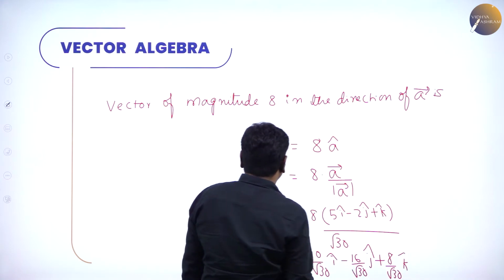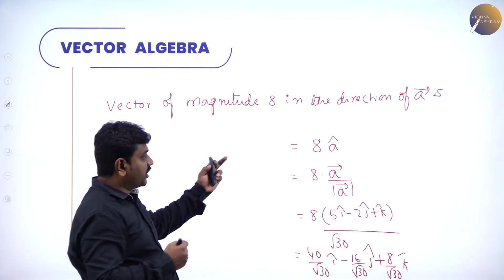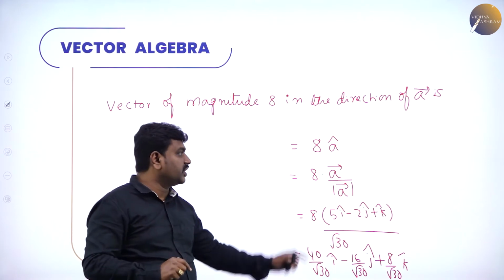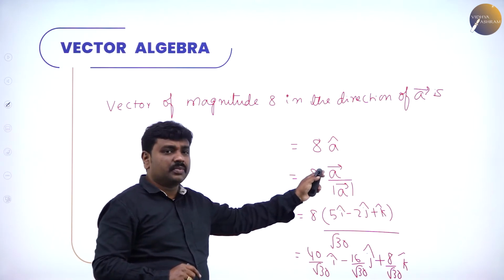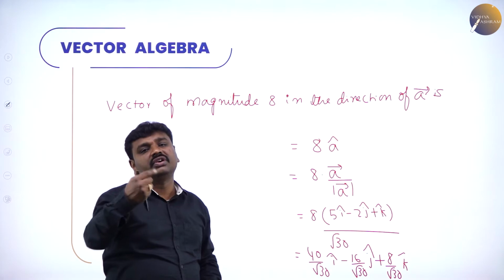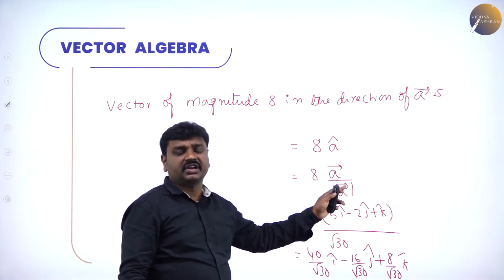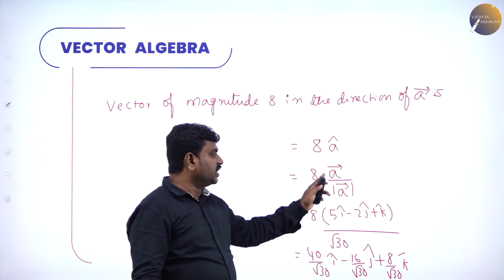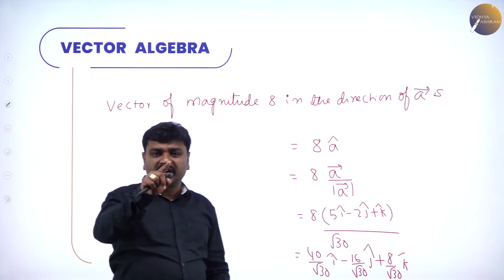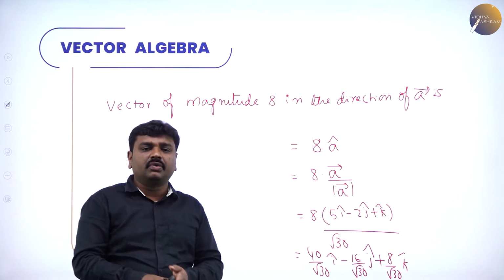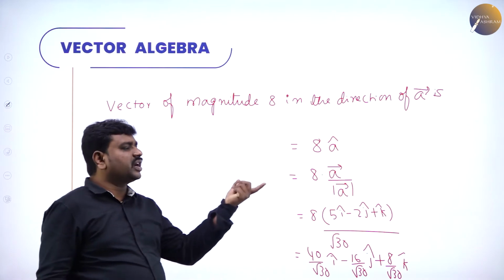This is the value of a vector with magnitude 8. A vector with magnitude 8 is 8 a cap. What is a cap? Unit vector. It means 8 times the unit vector. A cap is the unit vector in the direction of a, that is vector a by magnitude. So 8 into vector a by magnitude gives you a vector of magnitude 8. If they want you to find a vector of magnitude 5, you should do 5 a cap. That's it.